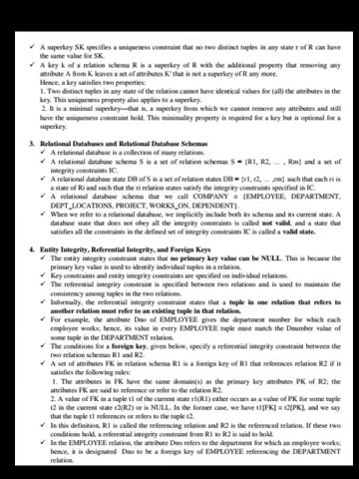For example, the attribute Dno of EMPLOYEE gives the department number for which each employee works. Hence, its value in every employee tuple must match the Dnumber value of some tuple in the DEPARTMENT relation. The conditions for a foreign key given below specify a referential integrity constraint between the two relation schemas R1 and R2. A set of attributes FK in a relation schema R1 is a foreign key of R1 that references relation R2 if it satisfies the following rules.